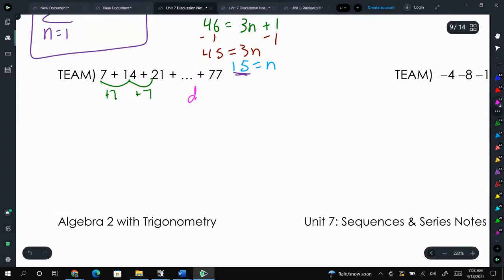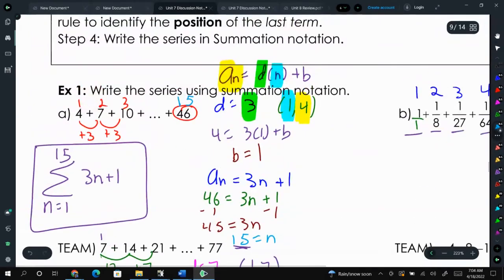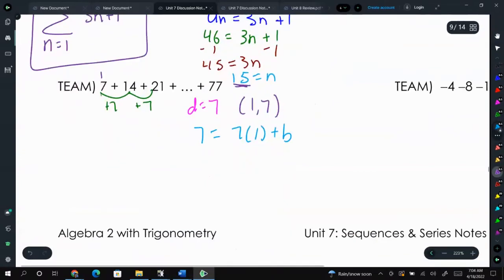So our difference is 7, and the point that we can use is 1 comma 7, that first term, and then 7 equals 7 times 1 plus b. Again, we're plugging in those points into this formula right here. And we're going to get that b is equal to 0, which makes my explicit formula 7 times n.